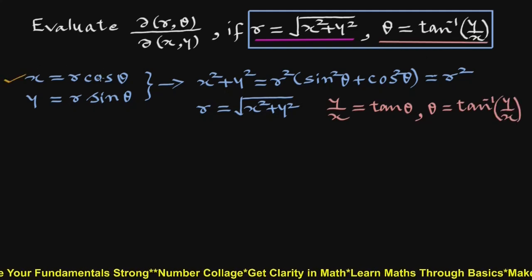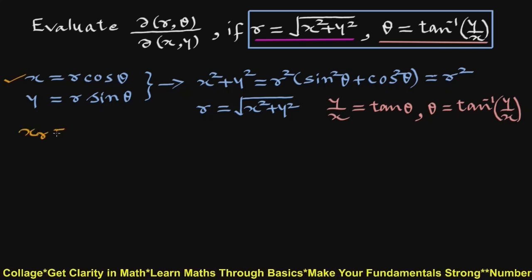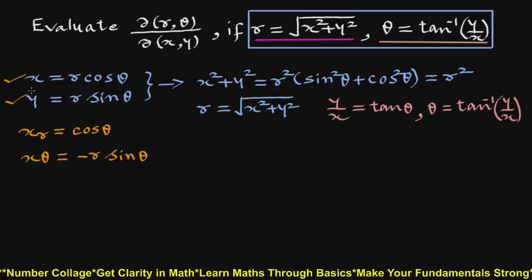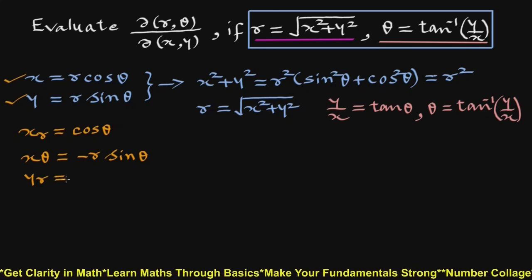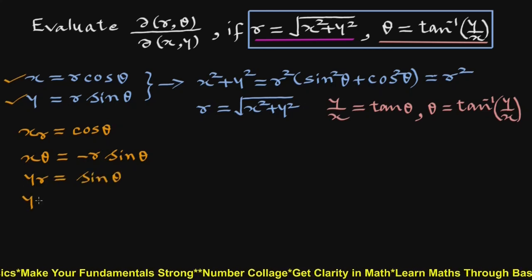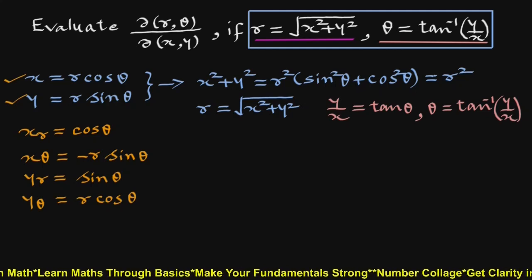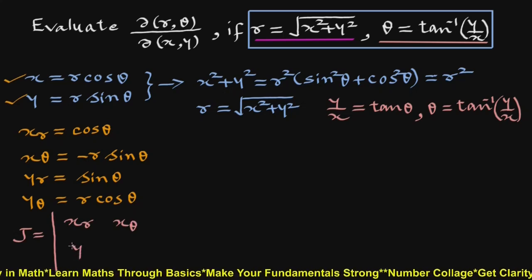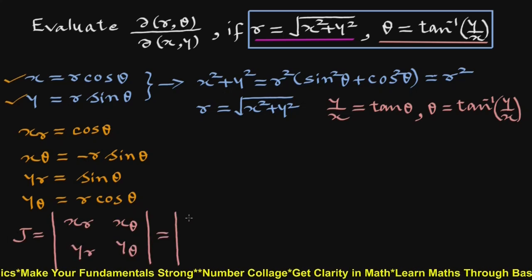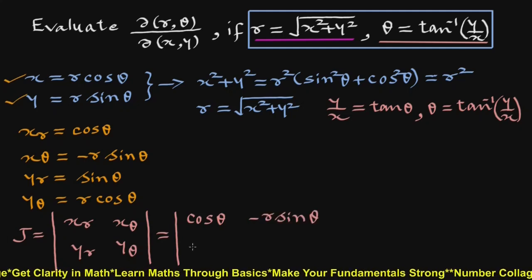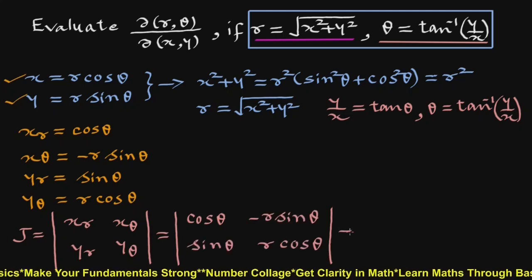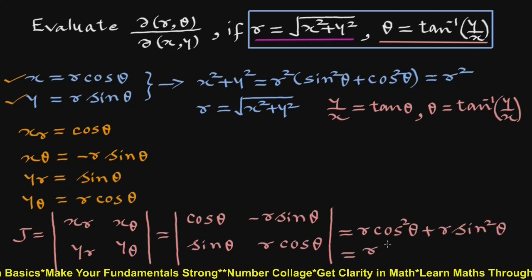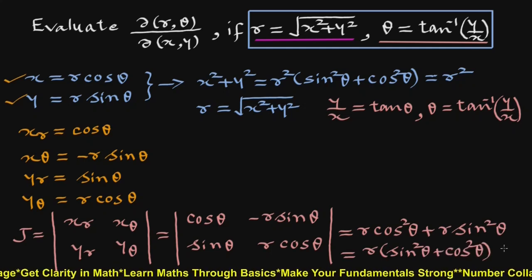So from x equals r cos theta we get xr equals cos theta, x theta equals minus r sin theta, and from y equals r sin theta we get yr equals sin theta, and y theta will be r cos theta. So from this we will evaluate Jacobian J, which is xr, x theta, yr, y theta, which will be cos theta, minus r sin theta, sin theta, r cos theta. This will be r cos square theta plus r sin square theta, which will be r into sin square theta plus cos square theta, r into 1, which is r.